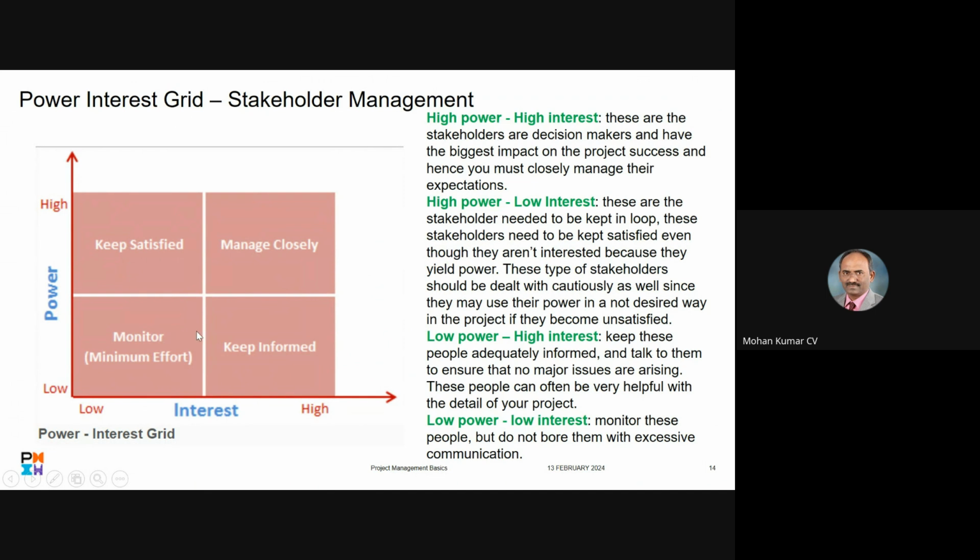But who are your main stakeholders? People who have got a lot of power, a lot of interest. They will change the entire course of the project, right? These stakeholders are decision makers and have the biggest impact on your project success. So this quadrant, in the 2 by 2, this first quadrant on the positive side, you should be very closely observing, because they have got a lot of power, a lot of interest. Got it? You understood the entire 2 by 2 matrix?